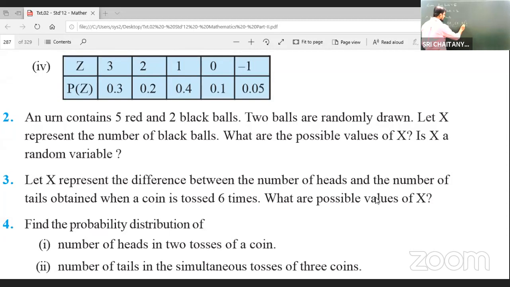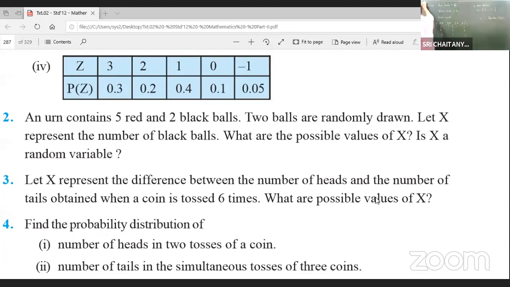Both are red means black is 0. That means X has values X equals 0, 1, 2. Therefore, X is a random variable. Why? Because it is varying: 0, 1, 2. I am repeating. This is the answer for the second problem.